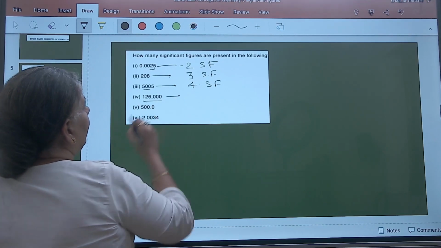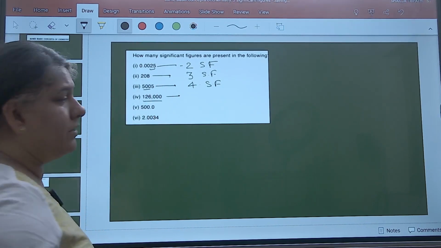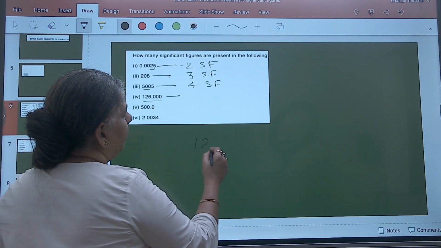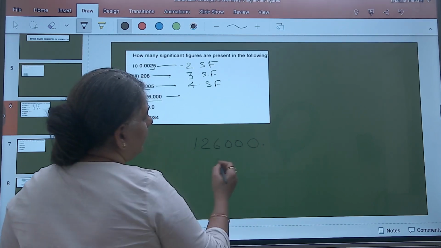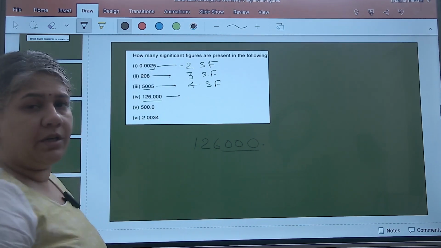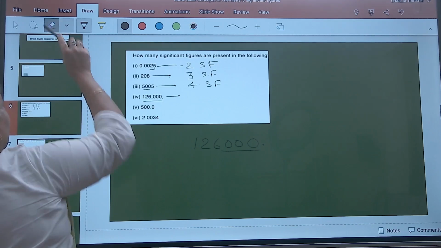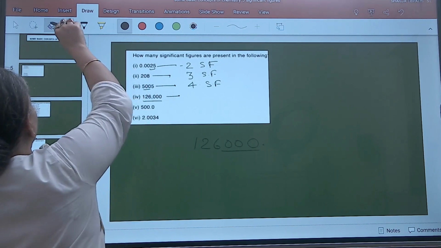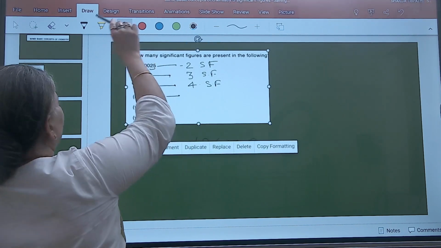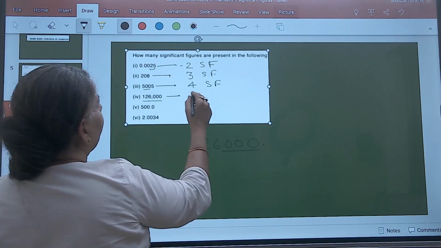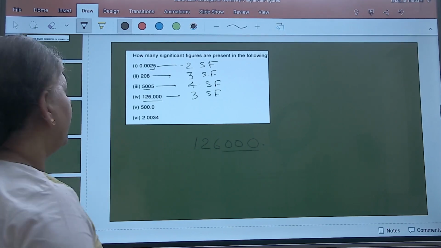Here terminal zeros will not be considered significant because there is no decimal place. If it would have been like this with a decimal place, then these terminal zeros would be considered significant. Since there is no decimal placed here, hence we have 3 significant figures. Terminal zeros are not significant.